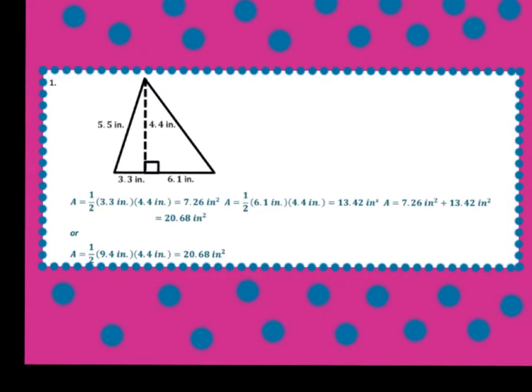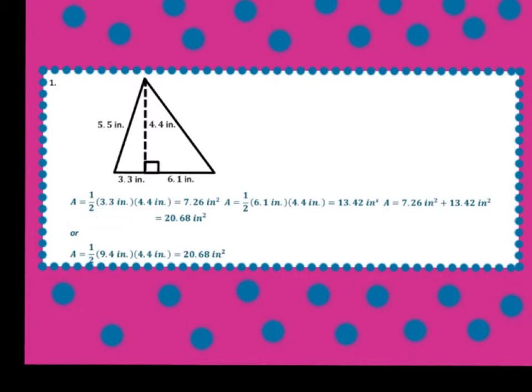There are two ways to solve question 1. First, we can break the main triangle into two smaller triangles. The first triangle having a base of 3.3 inches and a height of 4.4 inches. The second triangle would have a base of 6.1 inches and a height of 4.4 inches. We can plug these dimensions into our formula A equals 1/2 base times height.